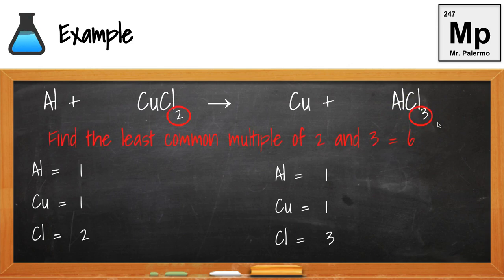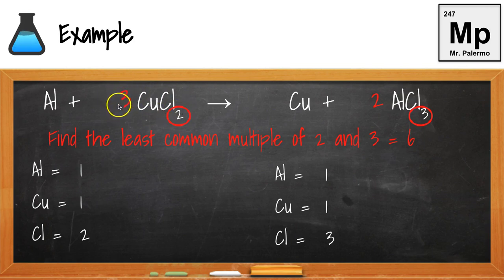Again, find the least common multiple of 2 and 3. In this case, it's the same, which is 6. And then I'm going to put a coefficient in front of both of these to get that number to 6. So put a 2 in front of the AlCl3. So 2 times 3 gives me 6. And then I'm going to put a 3 out in front of this compound, and 3 times 2 gives me 6.